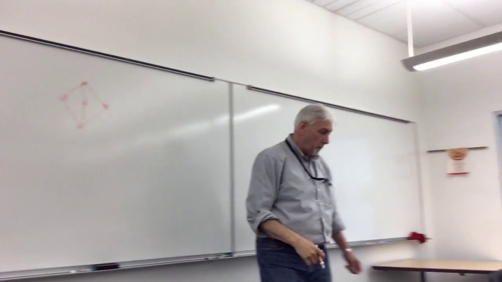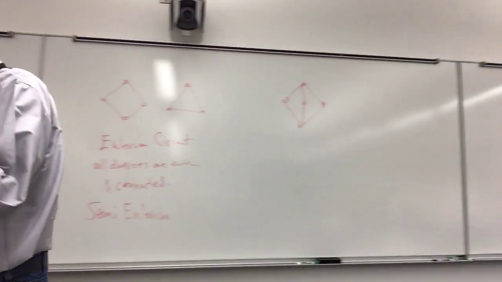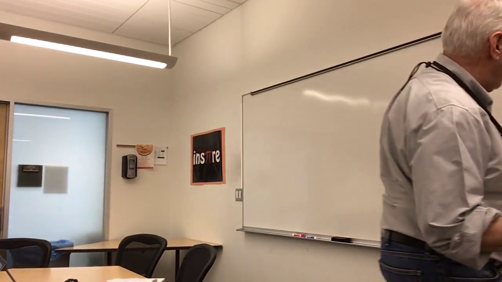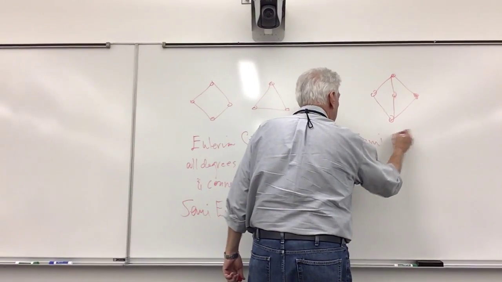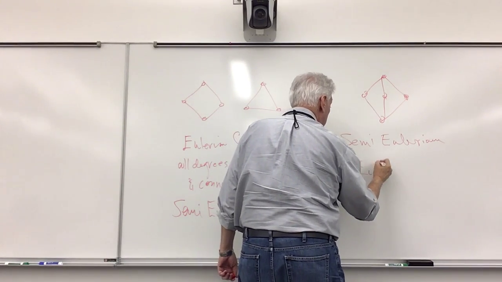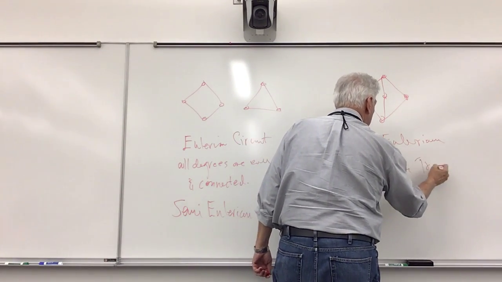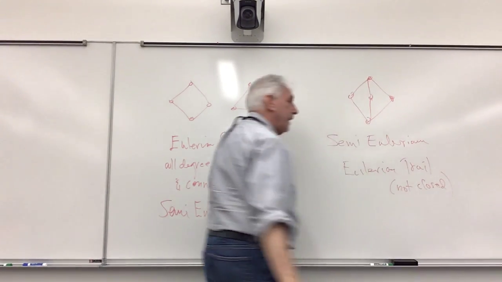Let's look at an example. Let's look at this graph. Is this graph Eulerian? No, why? We have, how many vertices of degree 3? 2. Okay, so is there an Eulerian trail? Eulerian would mean that there's an Eulerian circuit. Semi-Eulerian would mean that there's an Eulerian trail that's not closed, so it doesn't end and start at the same point.